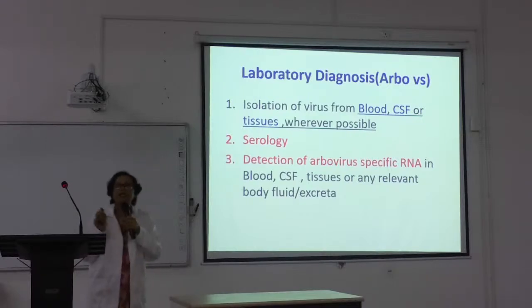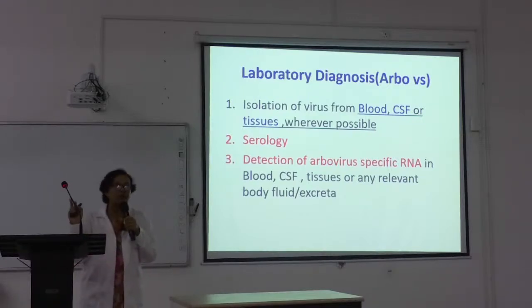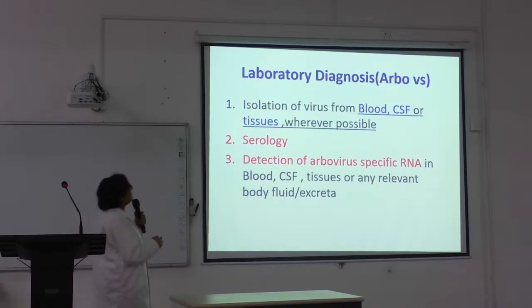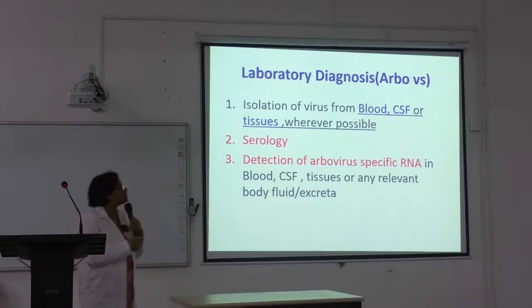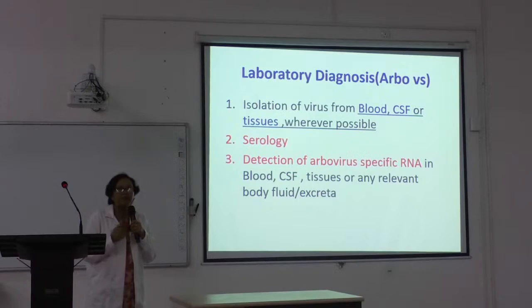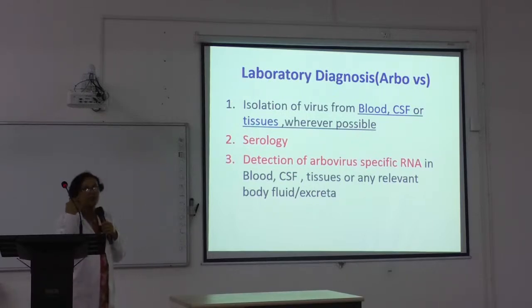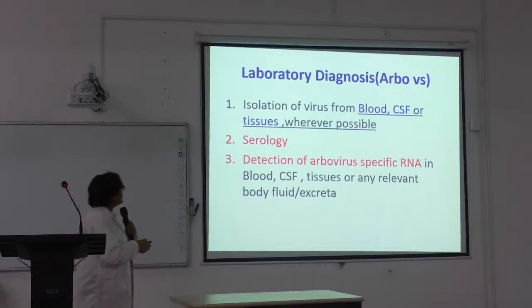Lab diagnosis. Lab diagnosis is common to all arboviruses. That is isolation of the virus from blood or CSF. If encephalitis, we have to take CSF. If dengue, etc., other arboviral diseases, we have to take blood for serology. And tissue, if liver is affected, liver tissue. If encephalitis, then brain tissue. After death, that is post-mortem, brain tissue can be taken.